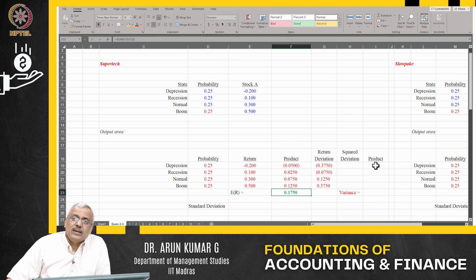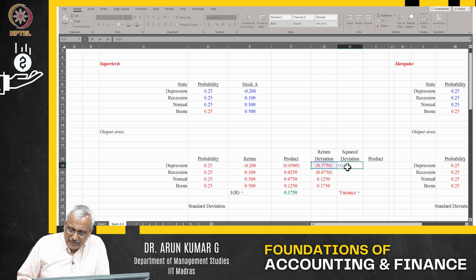What are we looking at? We are looking at the squared deviation. Variance is the squared deviation. Standard deviation is the square root of that variance. So I just square this out here, that is all I am doing, so that the negative part is also taken care of and addressed in this particular case.